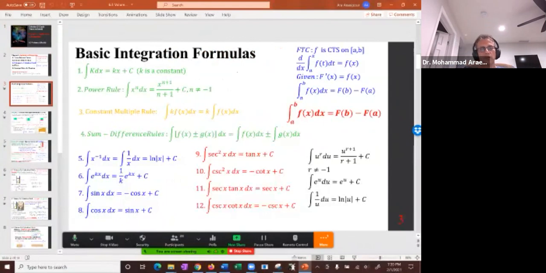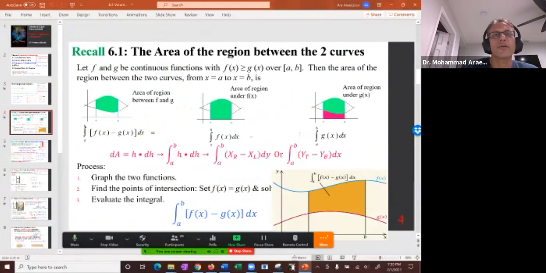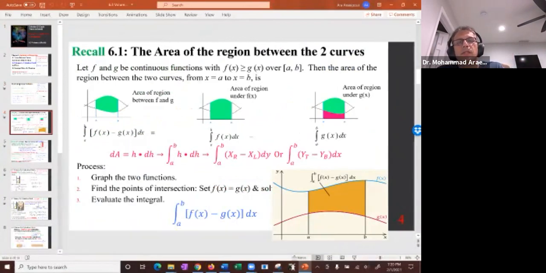We need to be comfortable with basic integration formulas. The first section, the area of the region between two curves. Basically, you need to remember dA is H dH. That is a typical vertical or horizontal strip. And then you have to find the H and dH, and you are fine.